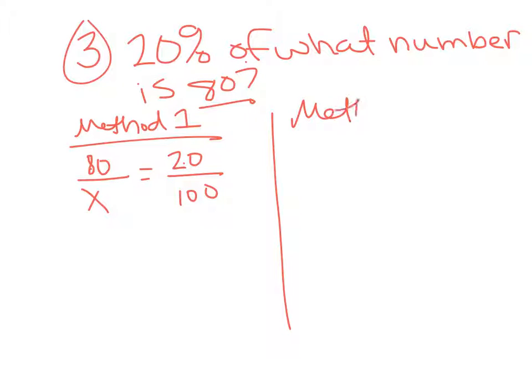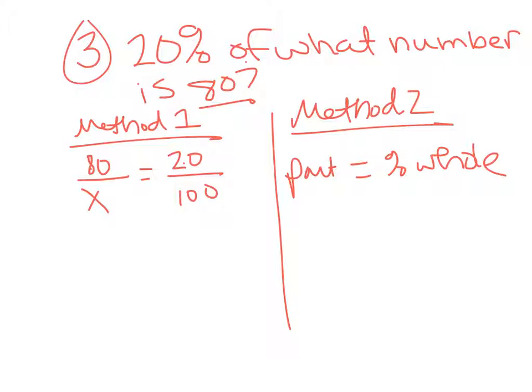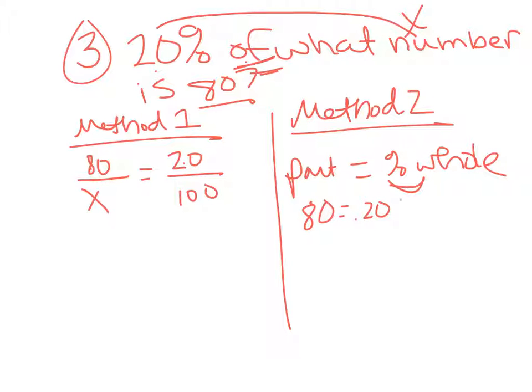Using method 2, again, it's part equals percent times the whole. And sometimes method 2 is a little easier to see this, because the "of" means you're going to multiply those numbers. So 20% of what number? 20% of x is 80. So then it's a little easier to see that you're going to take 20% of that variable. And then you can just divide by the 0.2 to get 400.